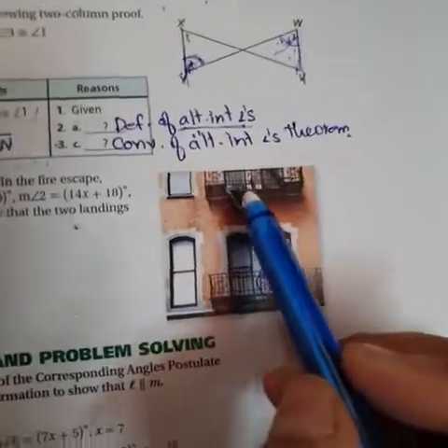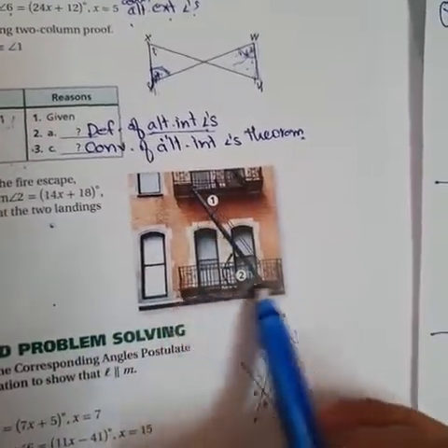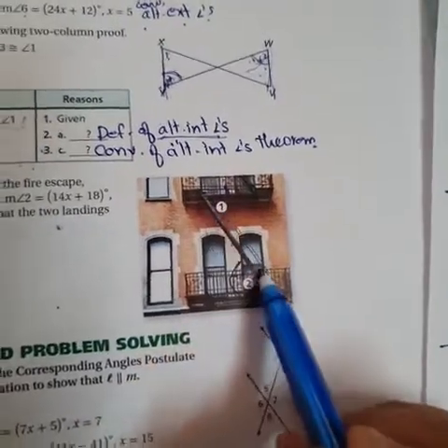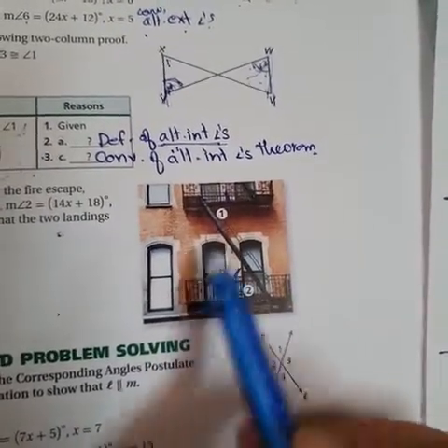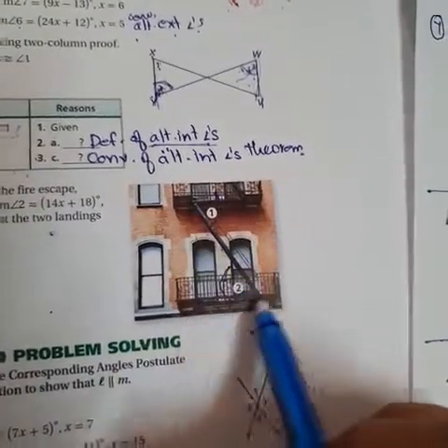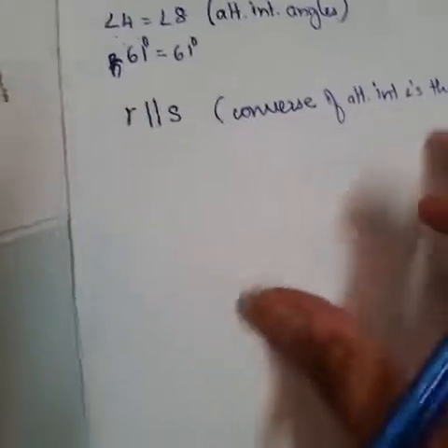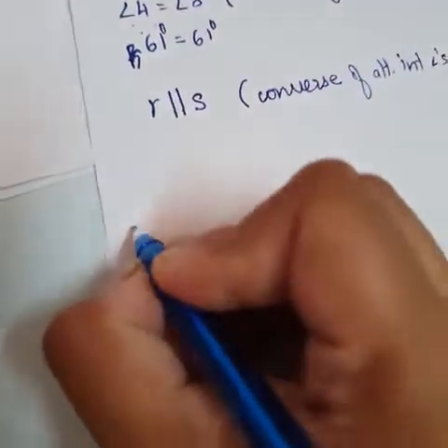So the landings they're asking about is this. This is the landing and this is the landing. Landing means once you get down the staircase, where you go to. So this is one landing and this is one landing. We have to show that this and this are parallel. So let me draw it as a clear picture for you. I'm solving this question number 11.